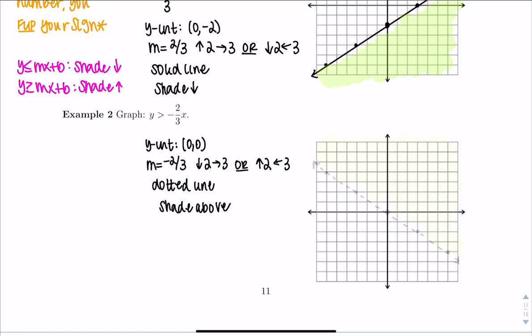So go to our y-intercept at the origin. We're going to go down 2 units and to the right 3, and then go up 2 and to the left 3. This is a dotted line, and we will be shading above.